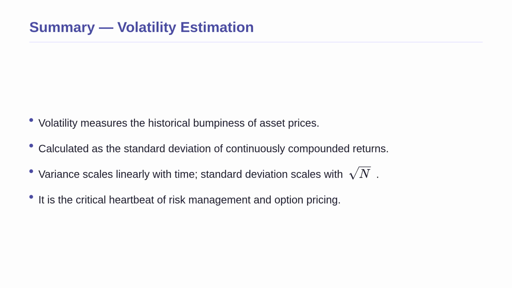Let us summarize what we have learned today. Volatility is the mathematical measure of the historical bumpiness of an asset's price changes. We calculate it by finding the standard deviation of past continuously compounded returns, and then we scale it up to an annual figure using the square root of time. This single number quantifies financial risk and serves as the critical heartbeat of option pricing models. You now have the foundational tools to measure and understand unpredictable market swings.